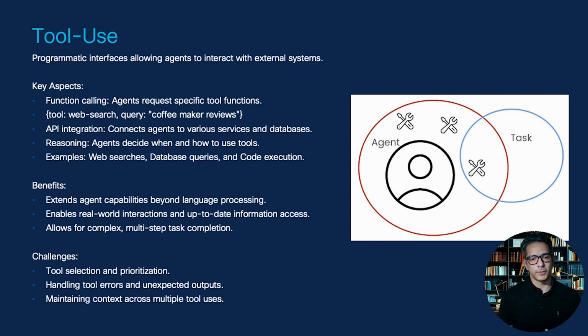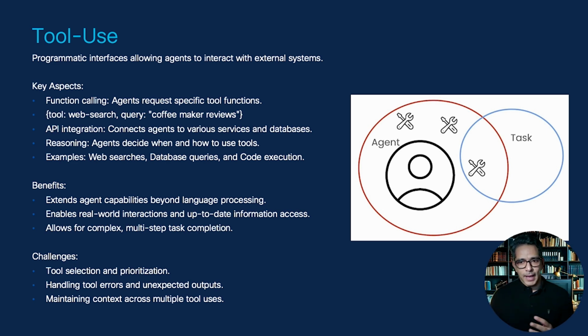Okay, moving to tool use. At its core, tool use involves creating programmatic interfaces that allow AI agents to interact with external systems and services. This is typically implemented through function calling, where the agent can request specific actions or information retrieval from predefined tools. What this generally requires is generating specific tool request strings, such as the one that you can see: tool, web search, query, coffee maker reviews.